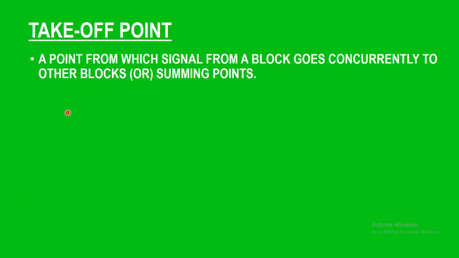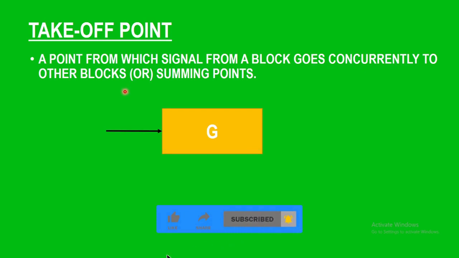Let us see the meaning of the takeoff point. It is a point from which a signal from a block goes concurrently to other blocks or summing points. Let us see an example of the takeoff point. I have taken a takeoff point here. If you observe, this is called a takeoff point. From this takeoff point, the signal goes concurrently to other blocks or other summing points also. We call it the takeoff point.